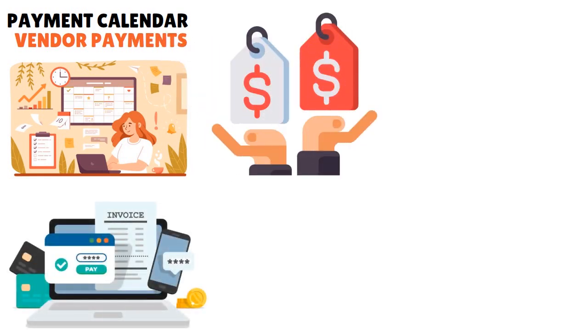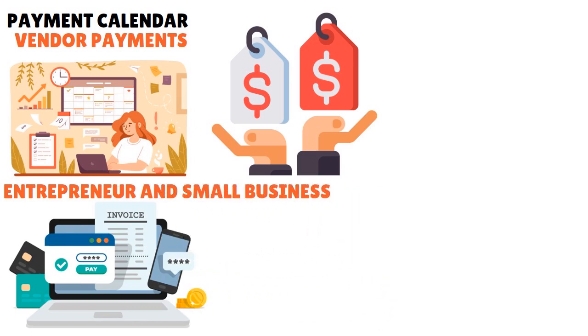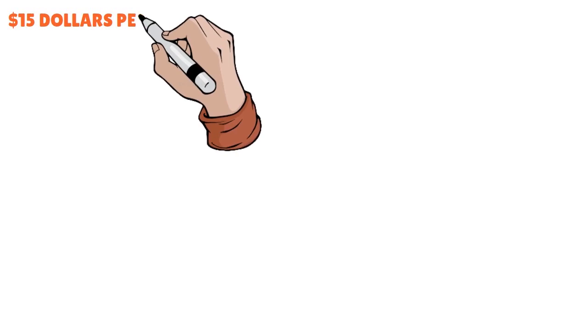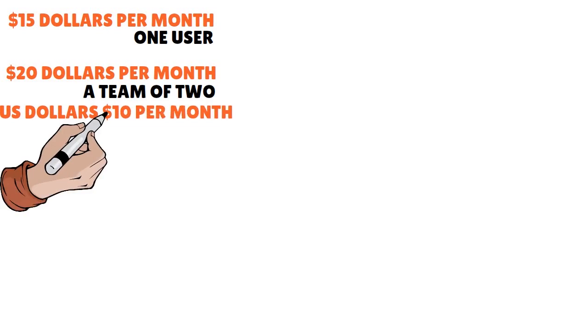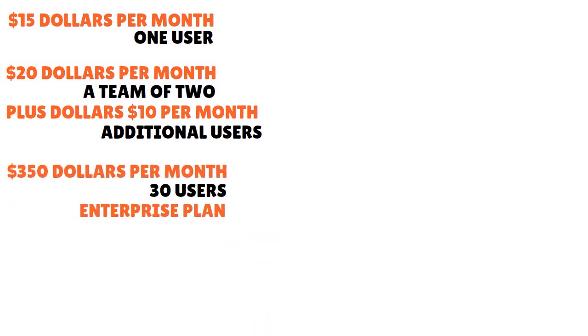In terms of ZarMoney pricing, ZarMoney actually offers 3 plans. The first 2, entrepreneur and small business, offer the same features despite their different names. The first one costs $15 per month and limits you to 1 user, and the latter costs $20 per month for a team of 2 plus $10 per month for additional users. So this is kind of cool. And for a team of at least 30 users, ZarMoney offers an enterprise plan that starts at $350 per month.